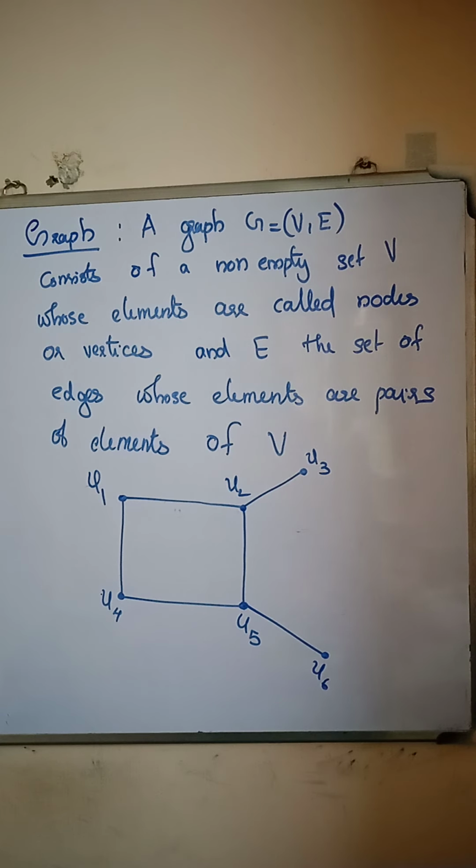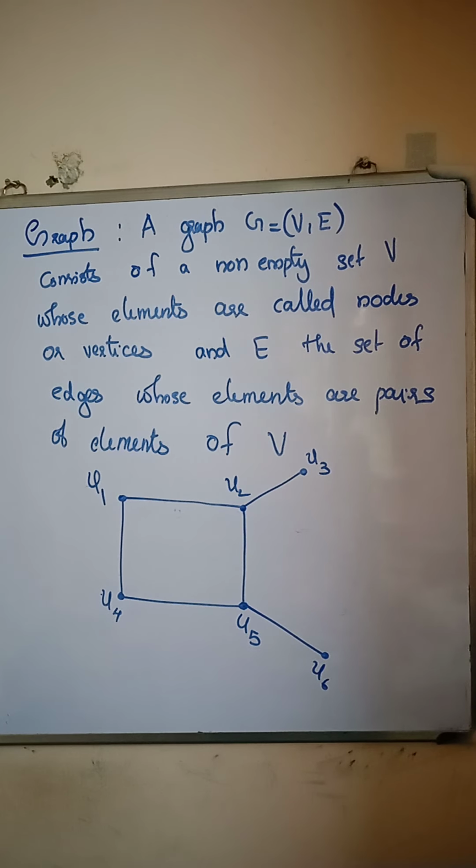Now we discuss our fourth module. First topic is graph and its basic concepts. Now we define the term graph. A graph G is an ordered pair (V, E), where V is a non-empty set of vertices, also known as nodes. V is the set of all nodes or vertices, and E is the set of all edges, whose elements are pairs of elements of V.